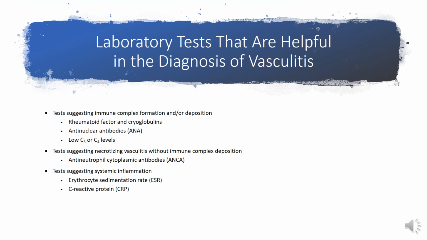Laboratory tests that are helpful in the diagnosis of vasculitis. Tests suggesting immune complex formation and/or deposition: rheumatoid factor and cryoglobulins, antinuclear antibodies, low C3 or C4 levels. Tests suggesting necrotizing vasculitis without immune complex deposition: anti-neutrophil cytoplasmic antibodies. And tests suggesting systemic inflammation: ESR and CRP.